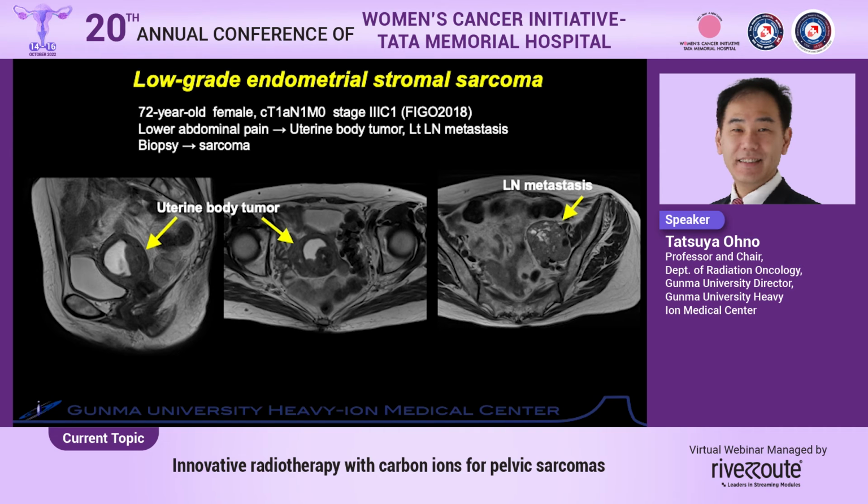A 72-year-old female patient presented with lower abdominal pain. The MRI of the pelvis indicated a uterine body tumor and left bulky lymph node metastasis. Biopsy from the uterine tumor demonstrated sarcoma. The problem of this case was unresectable lymph node metastasis due to the involvement of the blood vessels. How do you treat this case?